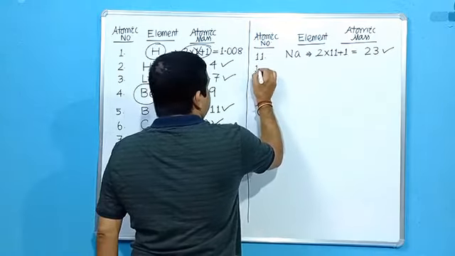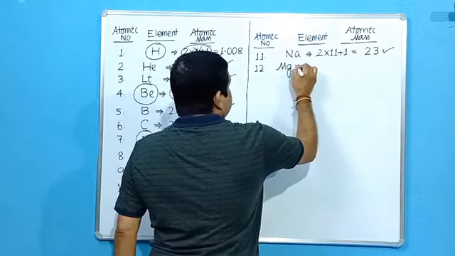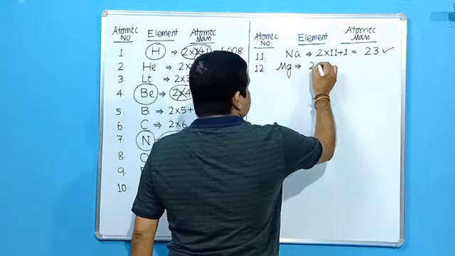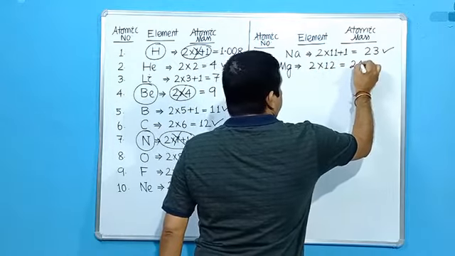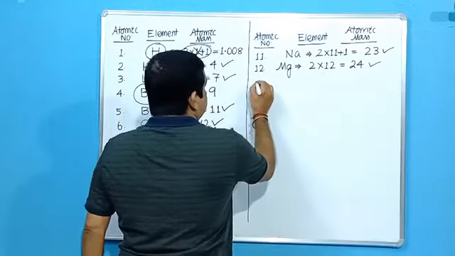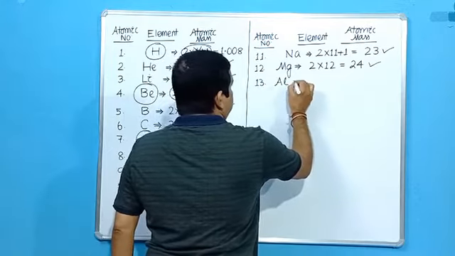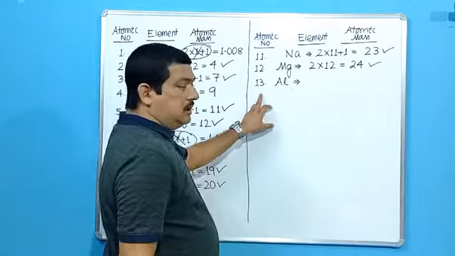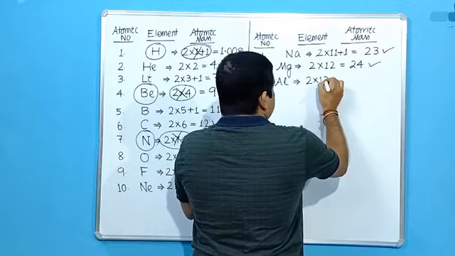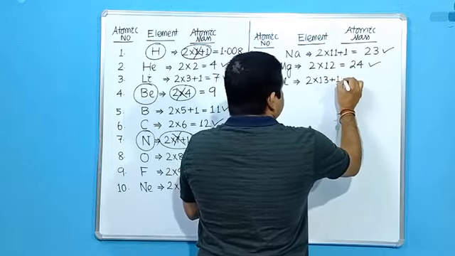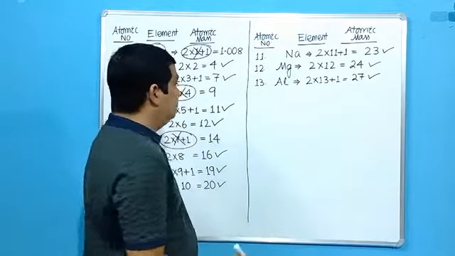Then 12 is magnesium. It's even. So what should be the atomic mass? Now 2 into Z, that is 2 into 12, that is 24. Fits into the formula. 13. Aluminium. It's odd. So what should be atomic mass? Now 2 into 13 plus 1, that is 27, fits into the formula.